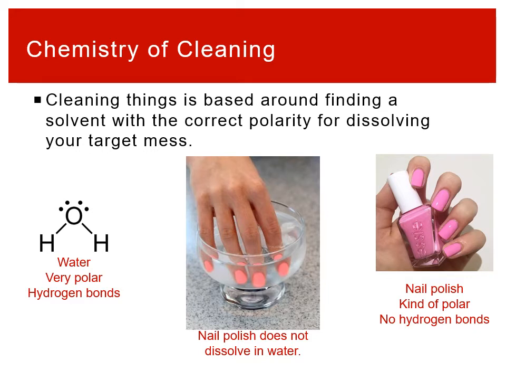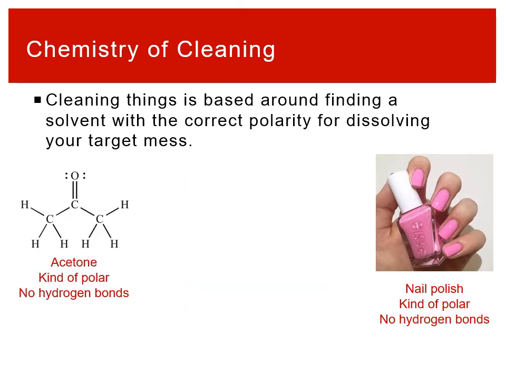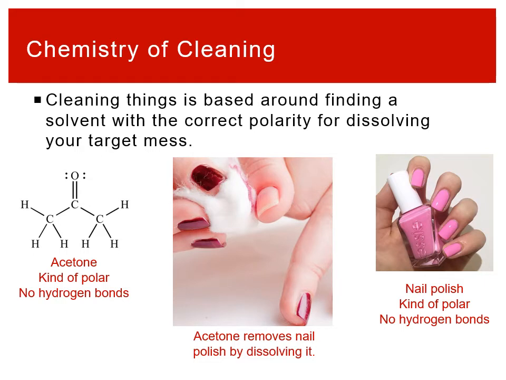So if we want to clean up nail polish, we need to use a solvent that matches that polarity. That's where acetone comes in. Acetone as a molecule is kind of polar and cannot form hydrogen bonds. That is why acetone is nail polish remover. It matches the polarity of the molecules in the nail polish, so you can remove nail polish. What is happening is you're literally dissolving the molecules. That's why after you wipe it, the acetone takes on the color of the nail polish. You have formed a homogeneous mixture where the acetone has dissolved the dyes and all the molecules that are in the nail polish.